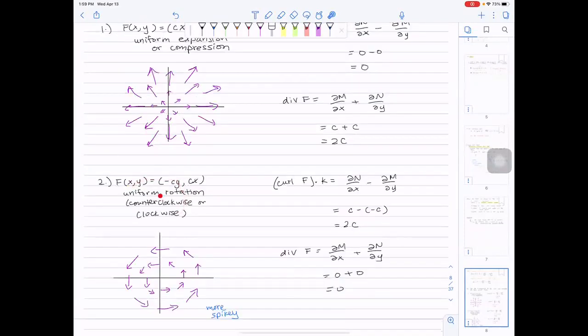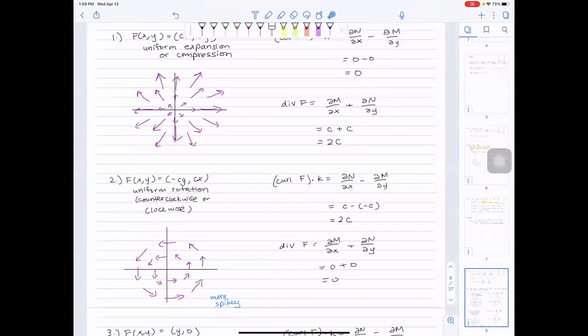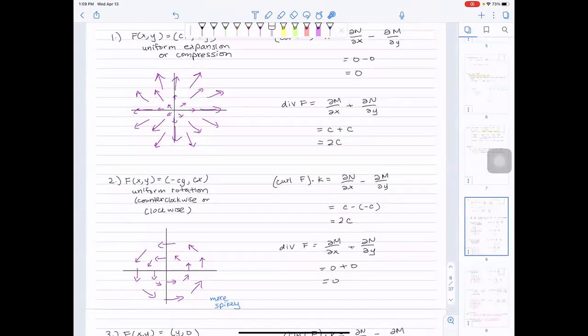Saw this last week. This is the counterclockwise rotation vector field. If we compute the curl, we see that we get a number, 2c. But the divergence, if we compute it, we get 0. So does anyone notice anything, see how it's opposite? Above here, we got curl 0, divergence something. Here we got curl something, divergence 0.